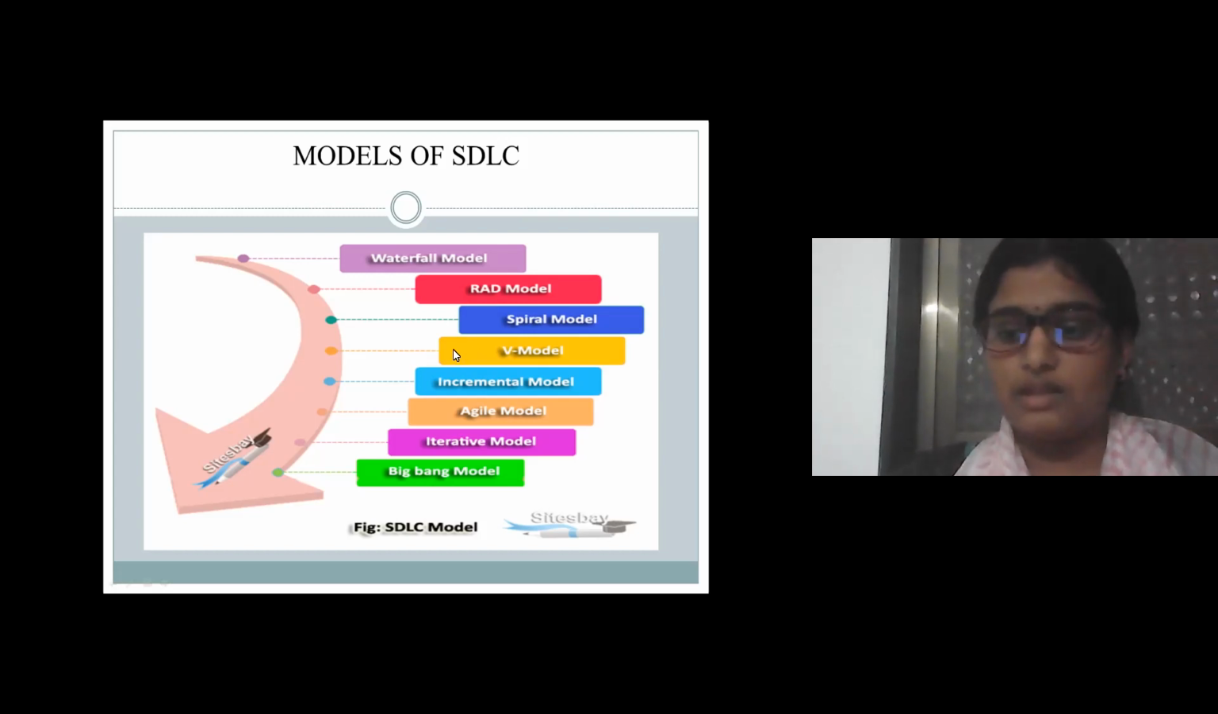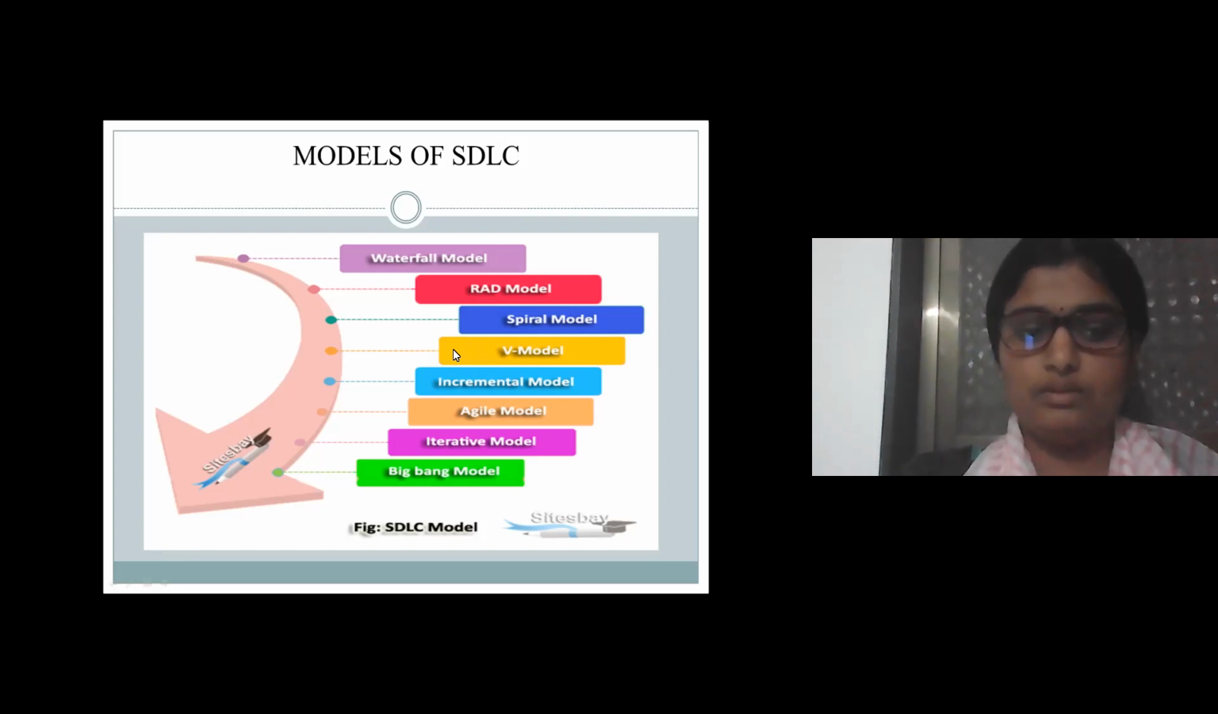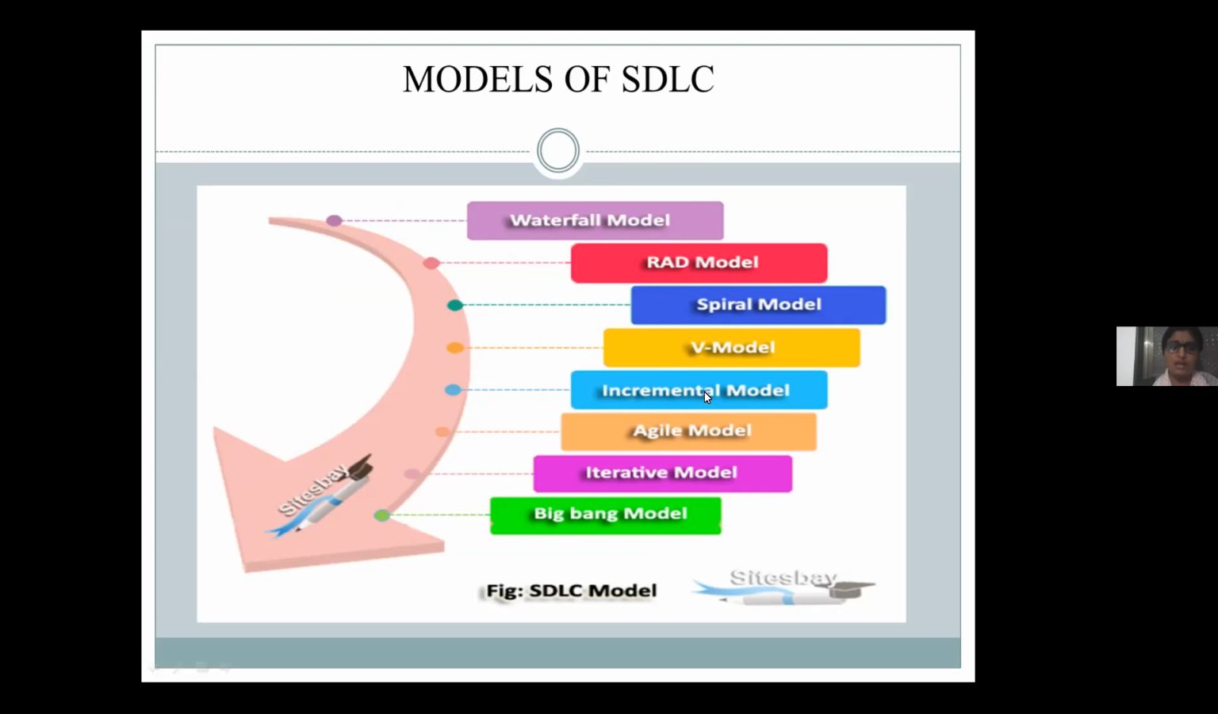Next one is the incremental model. Incremental model is used to build large and complex systems. And next one is the V model. V model is a project management system that develops software and web development.